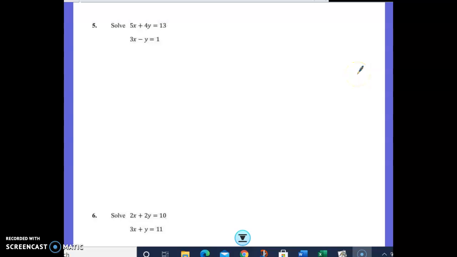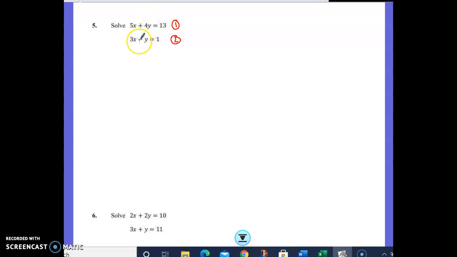Okay, the next part of elimination then. If we have a look at these two equations, here's equation 1, here's equation 2. We've got nothing the same. We don't have any x's the same, we don't have any y's the same. But we do still need to cancel one out. So what we're aiming to do is make them the same.